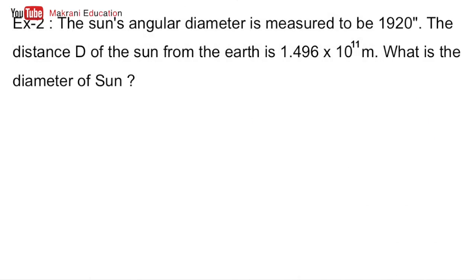Now let us see the second example. The sun's angular diameter is measured to be 1920 second, and the distance D of the sun from earth is also given to us. We need to find the diameter of the sun.